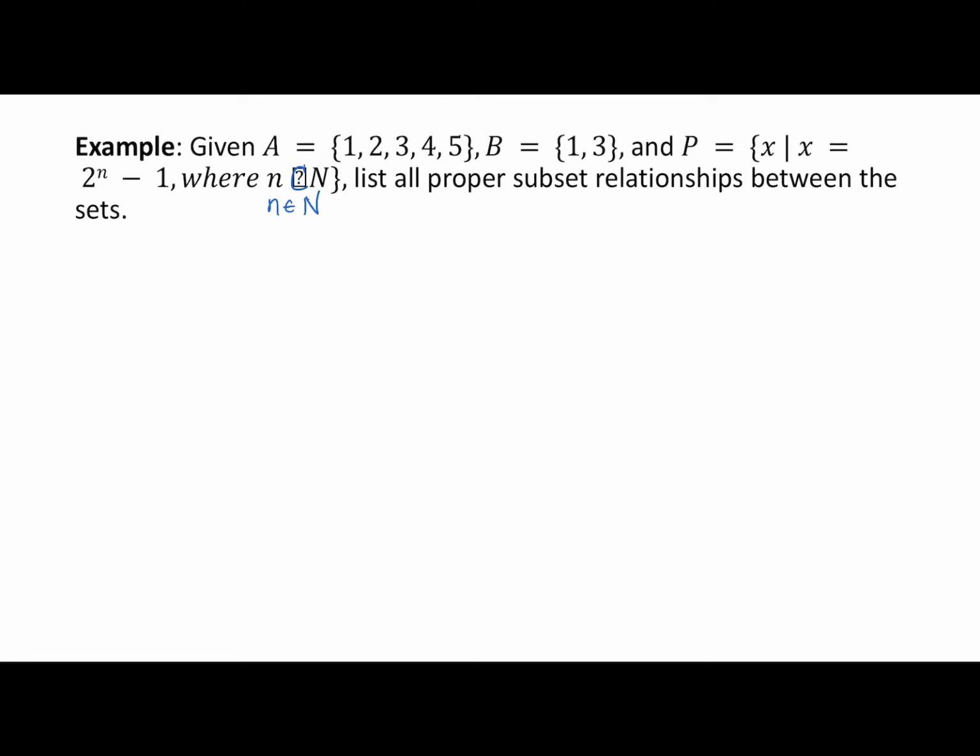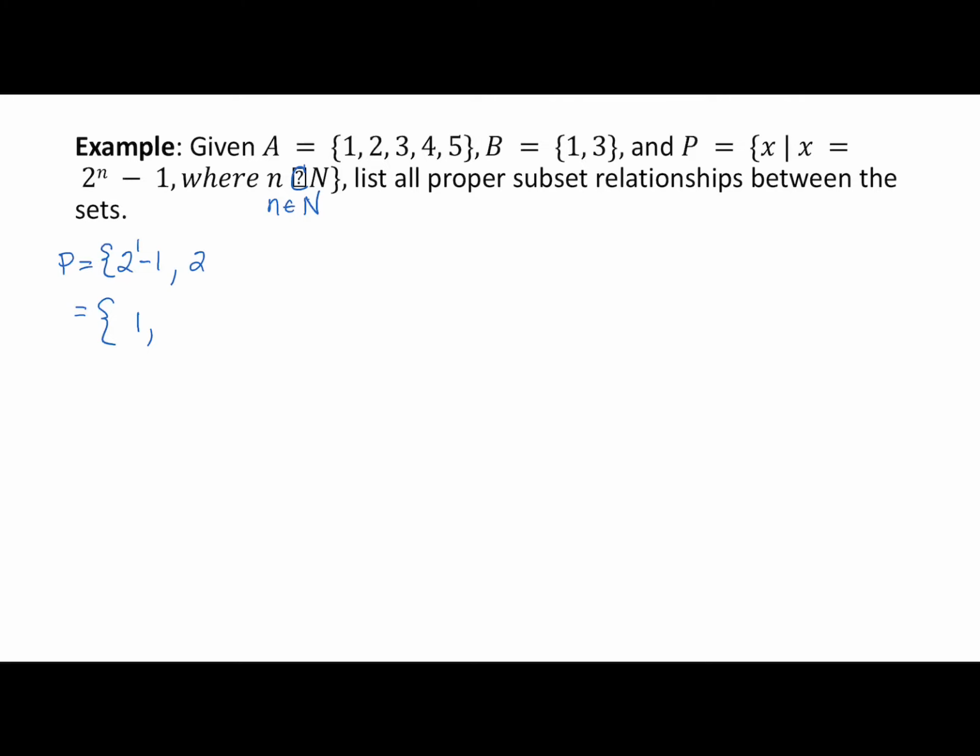So first of all, you want to get a handle on what P is. P looks like the set of x such that x equals 2^n minus 1, where n is a natural number. So let's try just listing out some of the elements of P. Let's just go through the natural numbers. The first element of P is going to look like 2^1 minus 1. I'm going to rewrite these nicer below. So 2 minus 1 is 1.